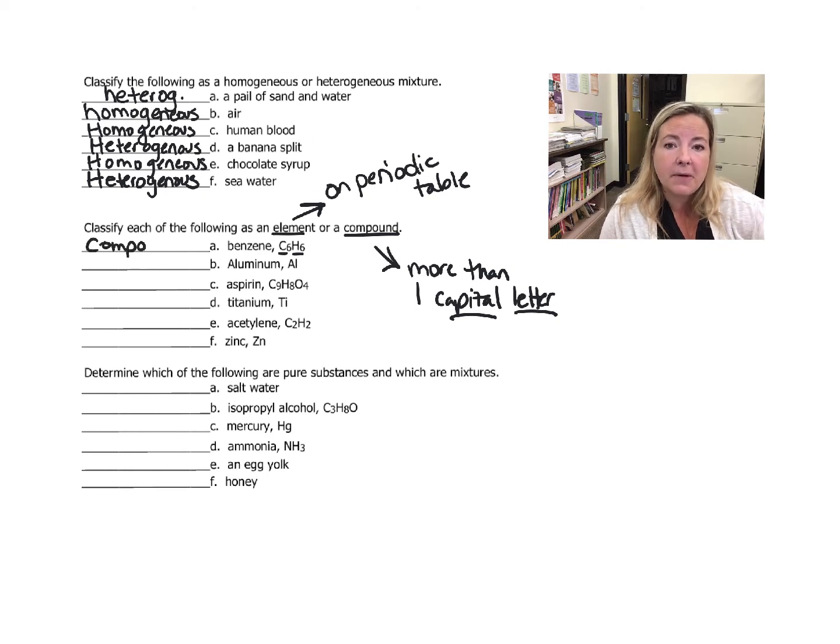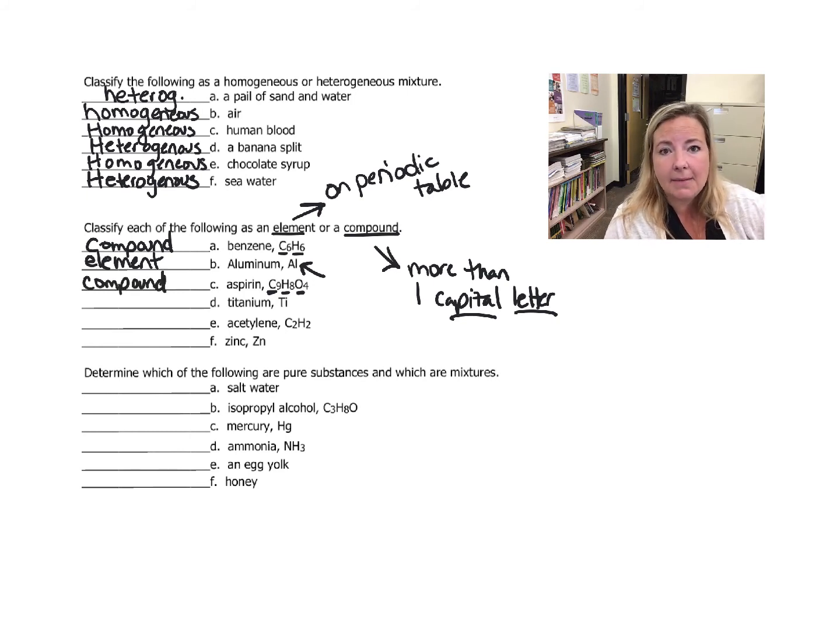Letter B, aluminum. The symbol for aluminum is a capital A with a lowercase l. I have just one capital letter, so that helps me identify that I just have one element in this formula. Aluminum would be an element. Letter C, if you look at the formula for aspirin, you can see that we've got carbon, hydrogen, and oxygen. So we have three different elements within that formula. Therefore, that is going to be a compound.